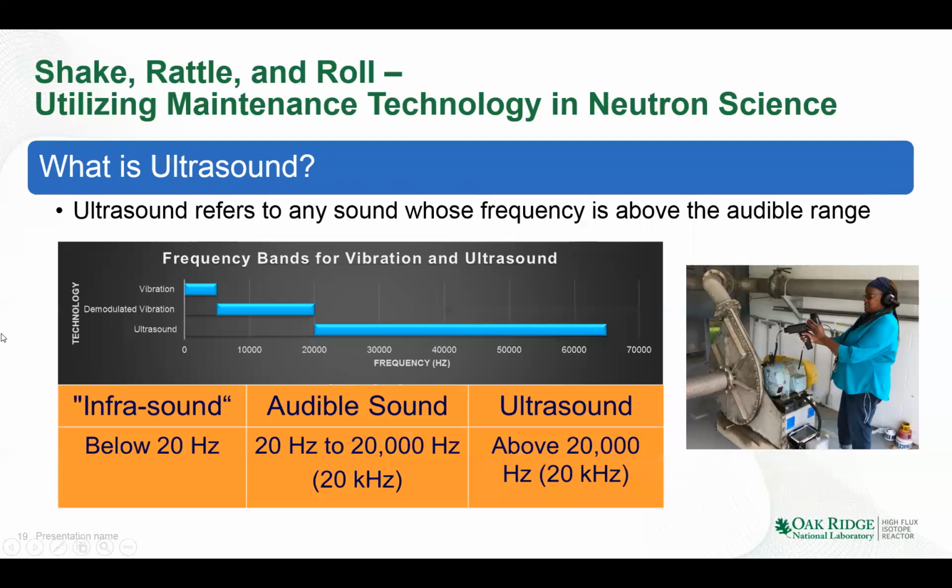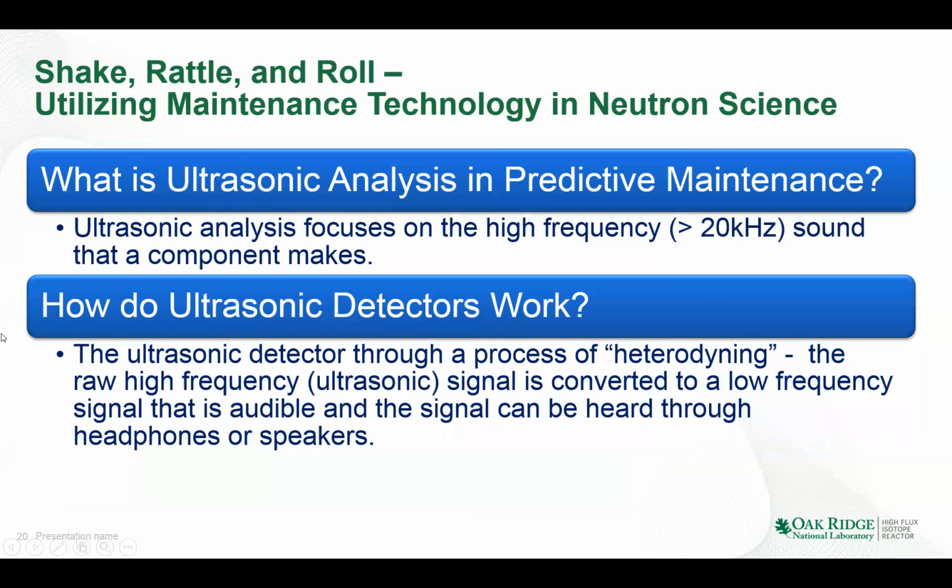But ultrasound is kind of interesting because I have three bands up here. One, I talk about vibration. Then I have a demodulated vibration, which is for our nerdy vibration people. And then ultrasound kind of goes out beyond that. And why that's important is because ultrasound focuses on the high frequency the component makes, and the ultrasound detector does this thing called heterodyning. With heterodyning, it takes that high frequency that you can't hear, it's kind of like in the dog range, and it brings it down to a sound that we can audibly hear as humans.